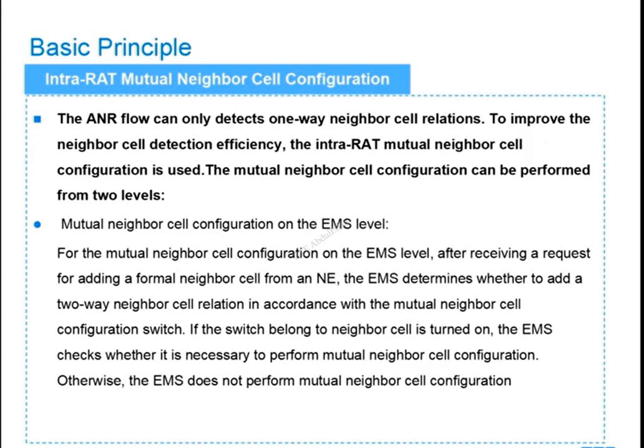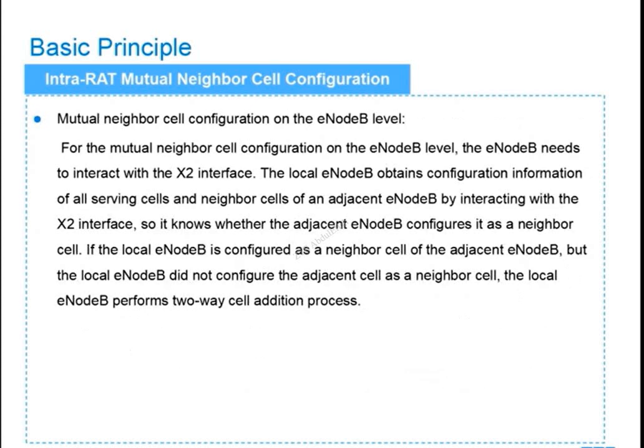For the mutual neighbor cell configuration on the EMS level, after receiving a request for adding formal neighbor cells from the network element, the EMS determines whether to add a two-way neighbor cell relation in accordance with this switch. If the switch is turned on, the EMS checks whether it's necessary to perform mutual neighbor cell configuration. Otherwise, the EMS does not perform mutual neighbor cell configuration.